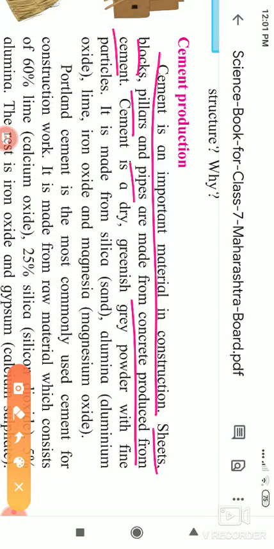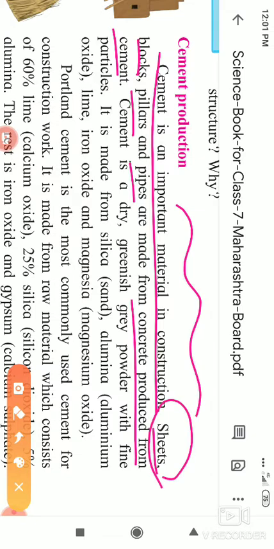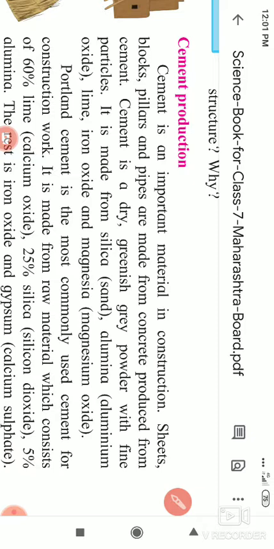So these are the things, blocks are there. In olden days they used soil blocks, but nowadays they use cement blocks instead of soil blocks. Sheets, you know the cement patras, some people use this type of cement sheets on their houses, and that is also very strong. Pillars are also used, and pipes are made of cement.